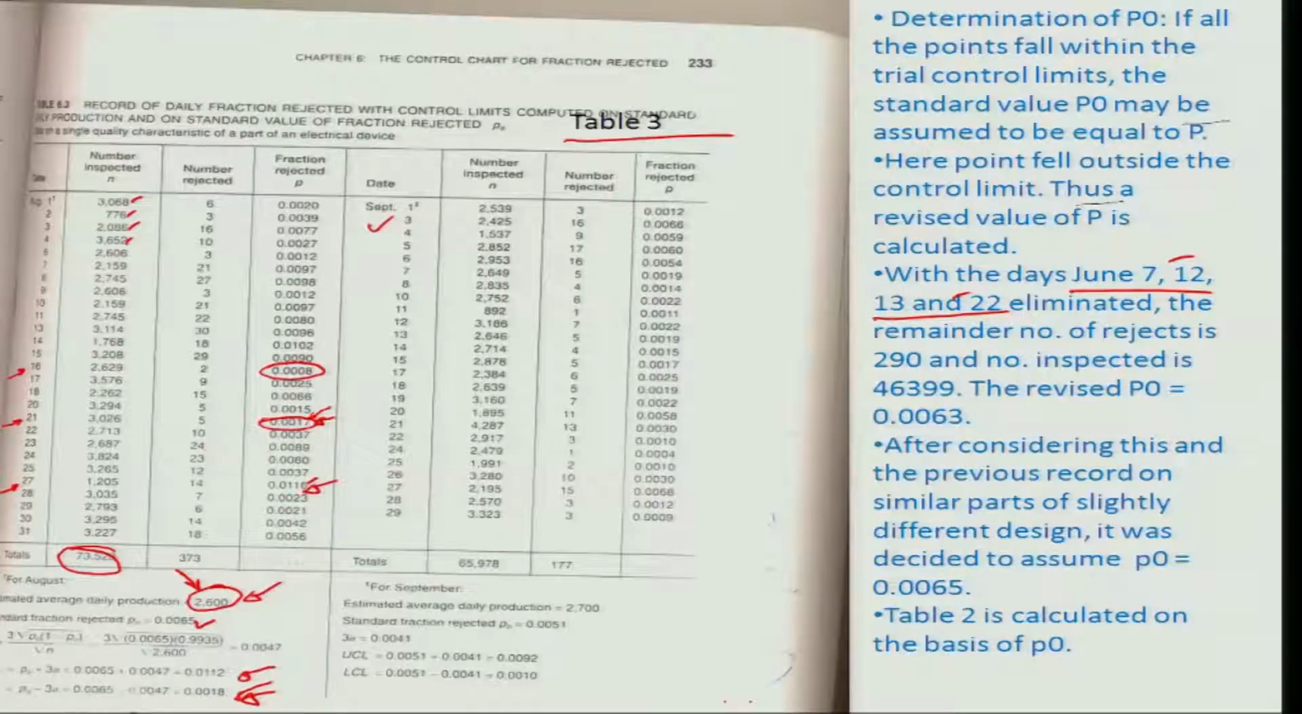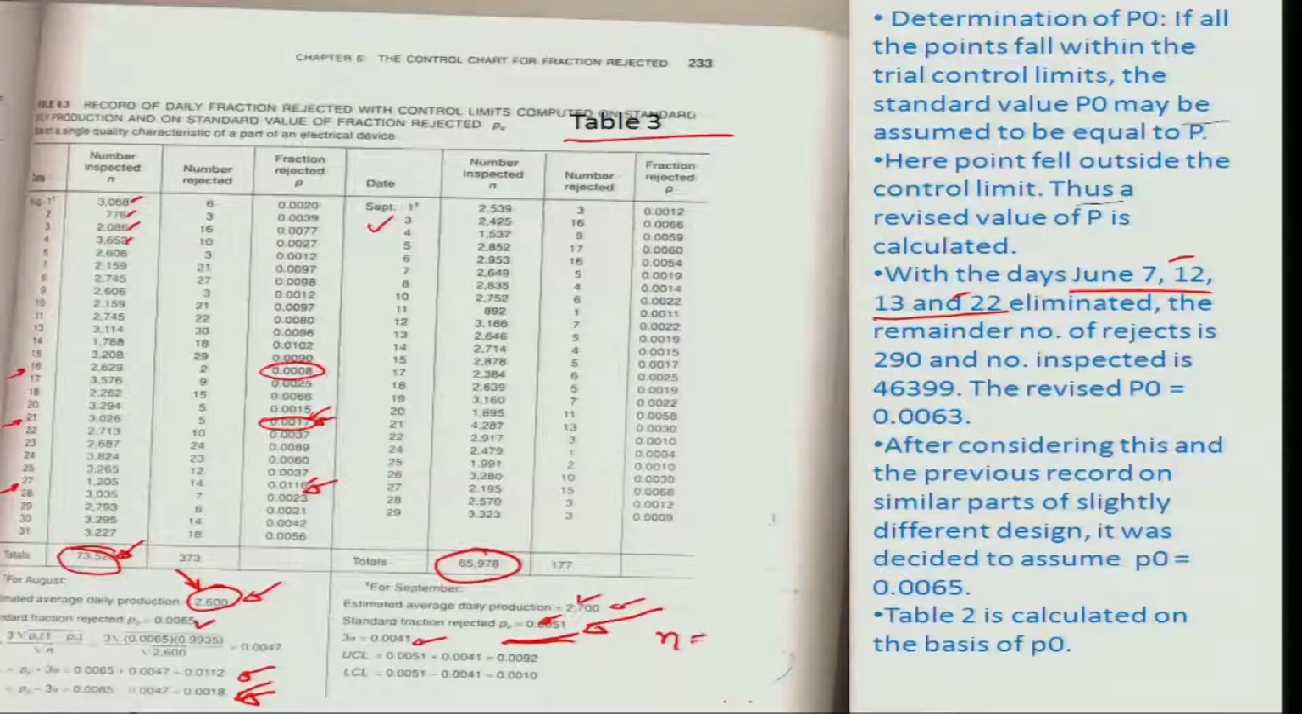You remove these outliers and calculate the new value of P0, which is 0.0051. Again, the average daily production is 2700, calculated, because once you have straightened the UCL and LCL, there is no way to revert it back. The next straightened limits can be calculated based on the new P0 value, by eliminating the outliers from the last month, and then calculating 3 sigma based on the average daily production.